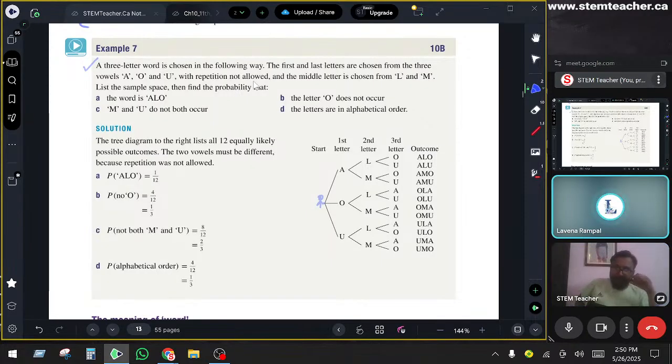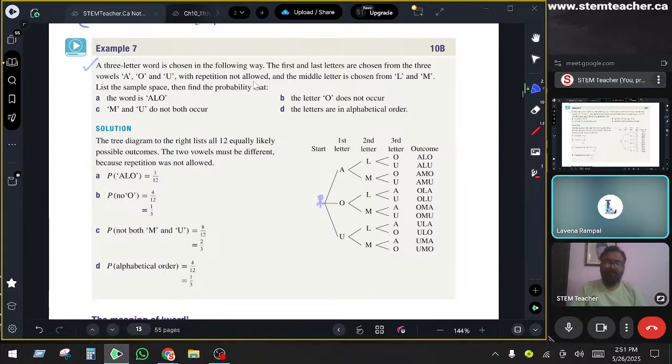A three-letter word is chosen in the following way. The first and last letters are chosen from the three vowels A, O, and U, with repetition not allowed, and the middle letter is chosen from L, M. List the sample space and then find the probability that A or O.